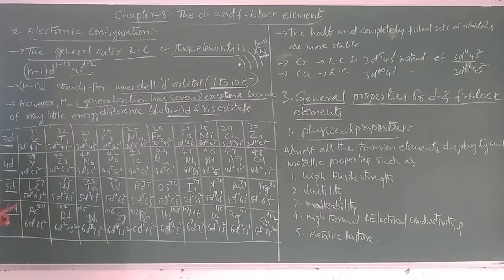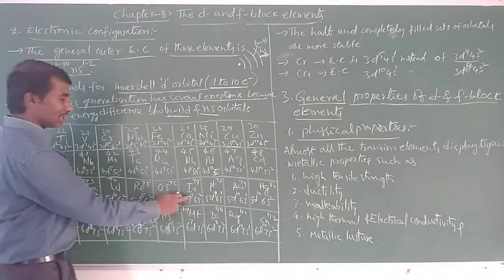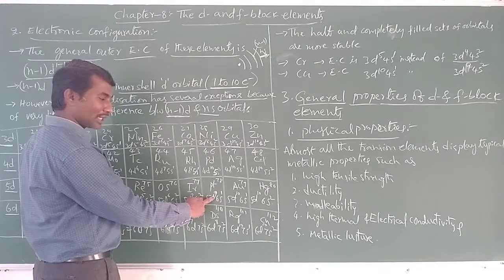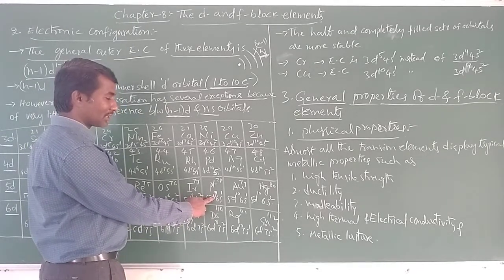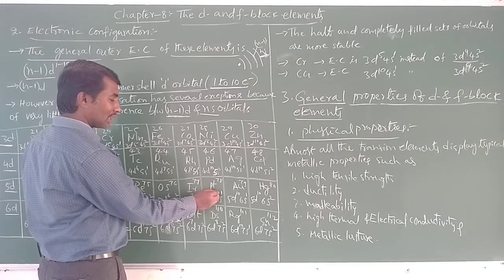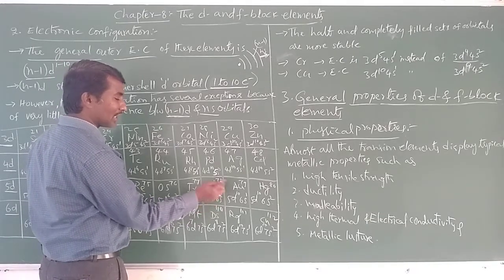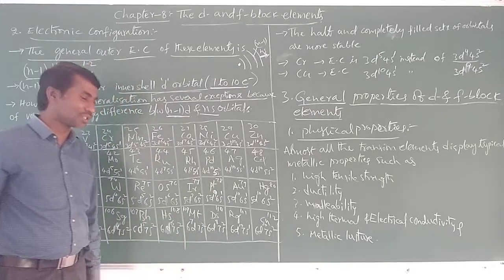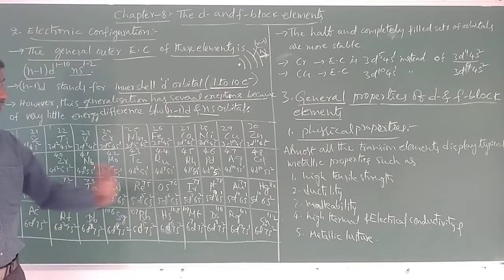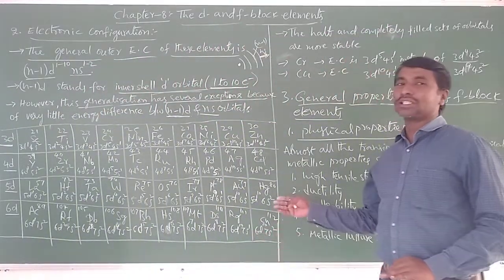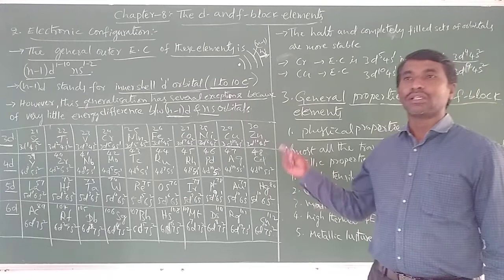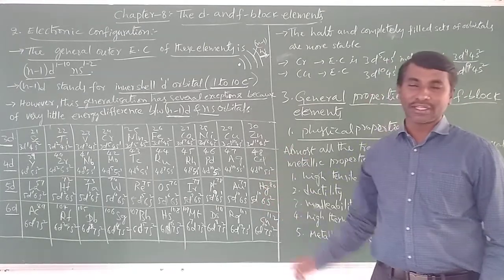Another thing: for lanthanum, there are d1, d2, d3, d4, d5, d6, d7, and d8, but d9 is there for stability purposes. However, the metallic property and nature of the element show some differences, so we have to see all these differences. They may depend on the nature of the element.